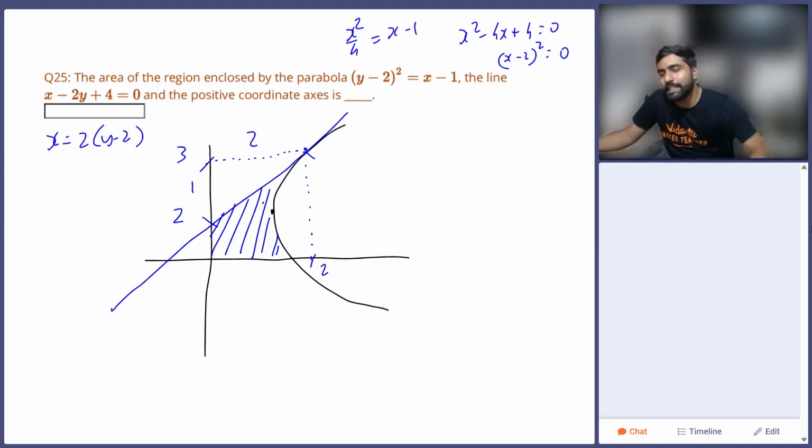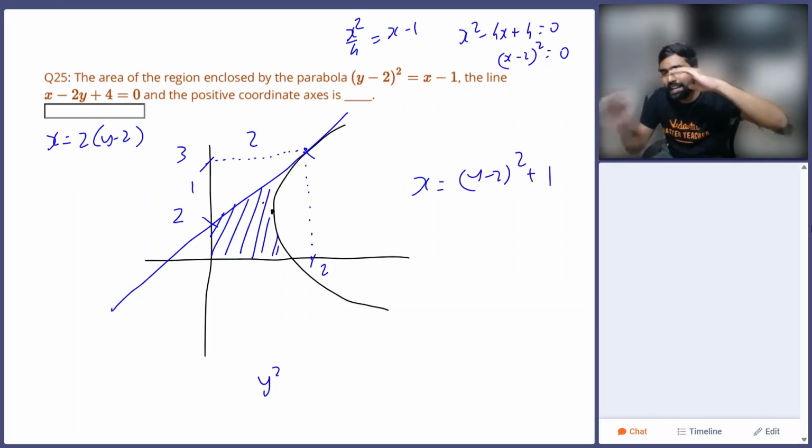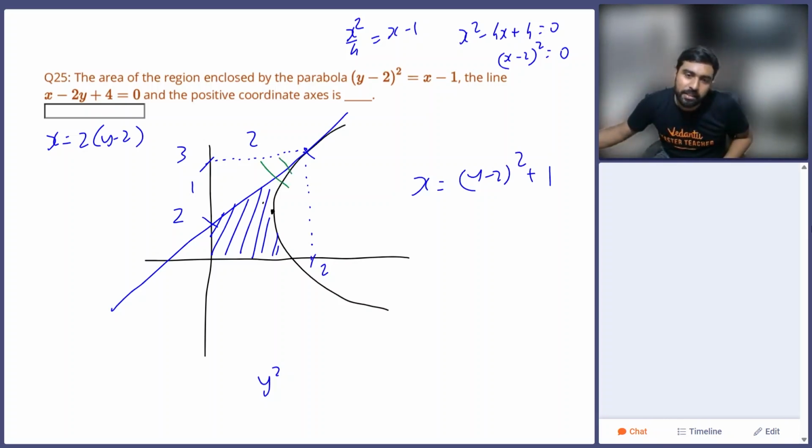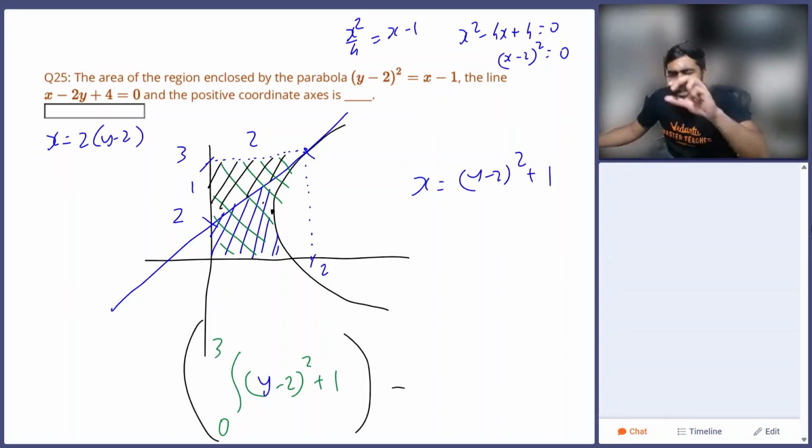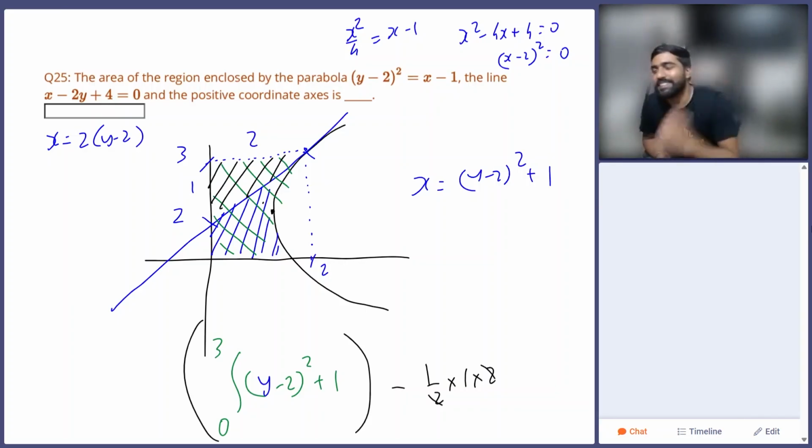Now can I directly say that this parabola, which is x equal to (y minus 2) whole square plus 1, can I find this entire region, let me color this region, can I find this entire region's area using right curve minus left curve as the integral from 0 to 3 of (y minus 2) whole square plus 1? I'll get the entire area. And from that, I will subtract this triangle's area, which is half into base into height, that is 1. So this is what I will get over here.